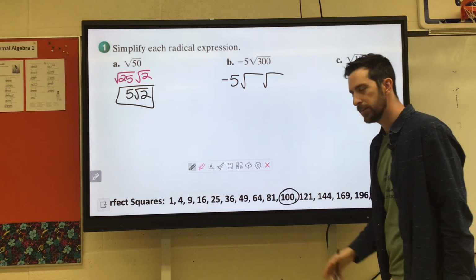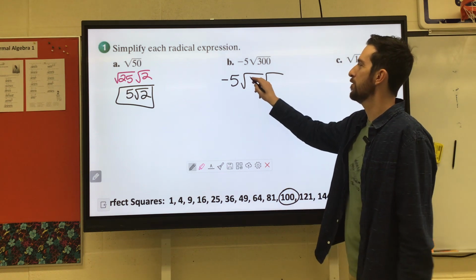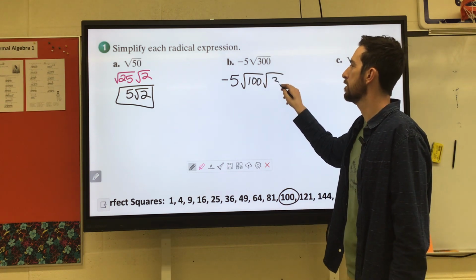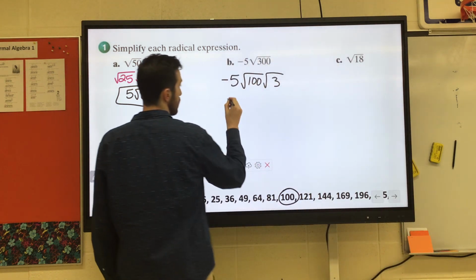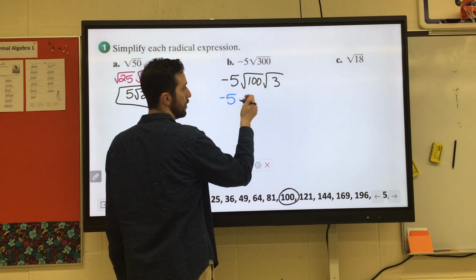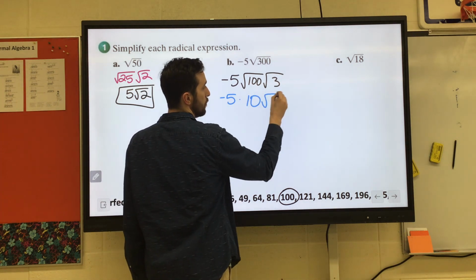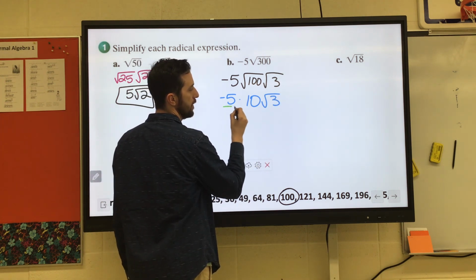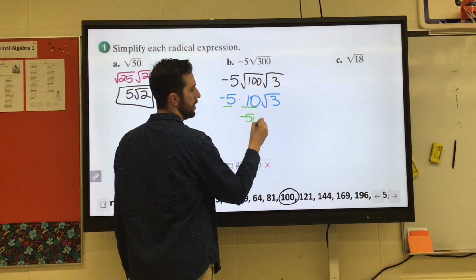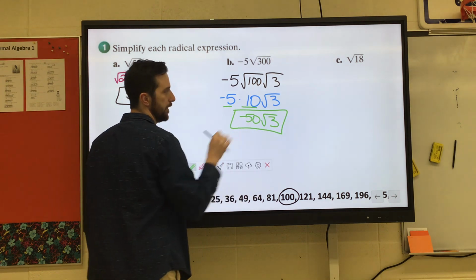Anything that ends in 100 is a perfect square. So let's use that. 300 is 100 times 3. Again, all of this stuff is being multiplied. So we're really doing -5 times the square root of 100, which is 10. And then we got that root 3. If we multiply -5 times 10, it's -50. And then you got your root 3. No more perfect squares in 3. So that's it.